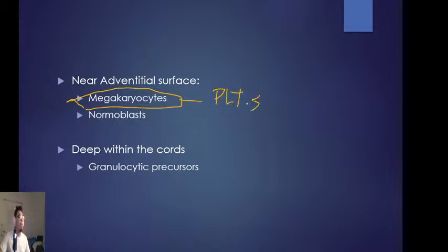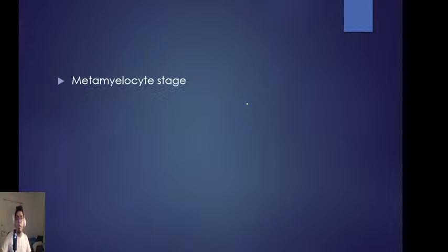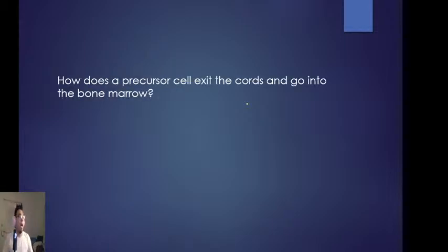Okay, so please don't forget. Now, after what stage of the myeloid series can cells be found deep within the cords? Well, actually, it's the metamyelocytic stage, and we're going to talk about that when we talk about RBC maturation later on. All right. Next, how does the precursor cell exit or go into the bone marrow?